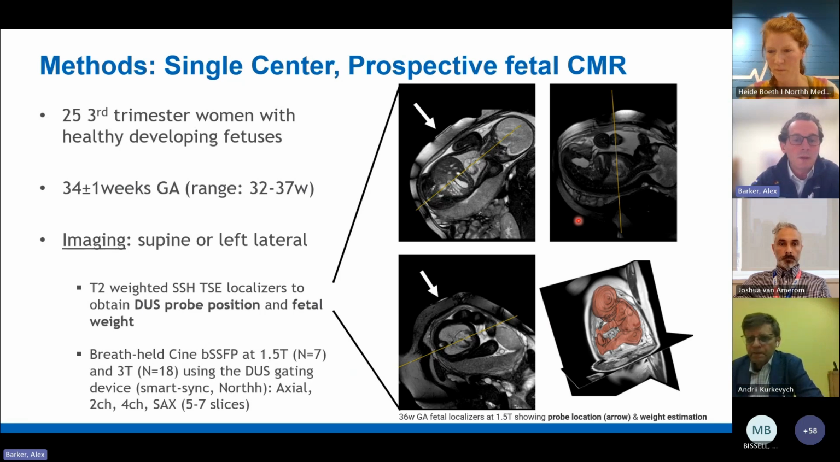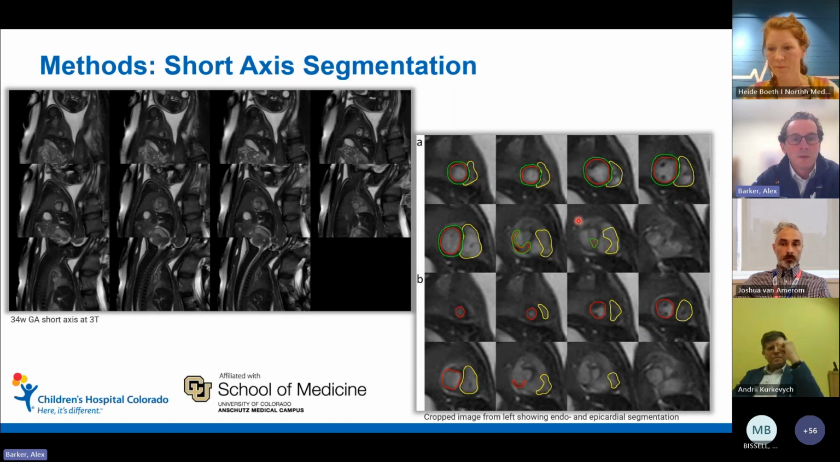The sequences that we used started with an axial stack, then we went to 2-chamber, 4-chamber, and short-axis imaging, usually over-prescribing the slices by 10 to 14, and then stopping our acquisition when we get the coverage we need because of the fetal motion. We used off-the-shelf Circle CVI ventricular volume calculations, using pretty much the same approach we use in adults, adolescents and neonates to compute volumes.